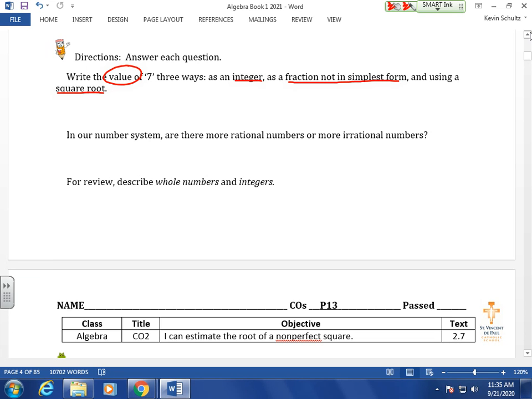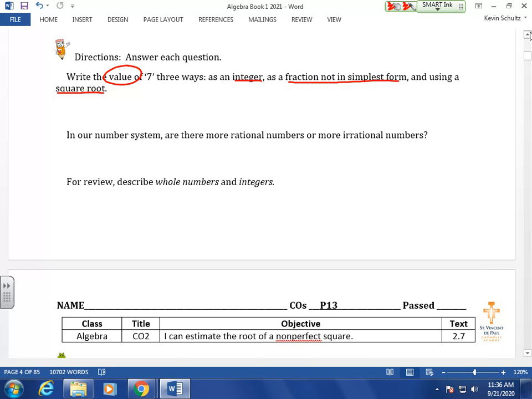In our number system, are there more rational numbers or more irrational numbers? So think of the definition of each of those things. Which is there more of? Don't just give me an answer here. Explain why. Defend it. And then finally, the last one for review, describe whole numbers and integers. If you talked about this last year, perhaps you have your notes or you remember. If you did not, then Google will help you define them. So define whole numbers and integers.